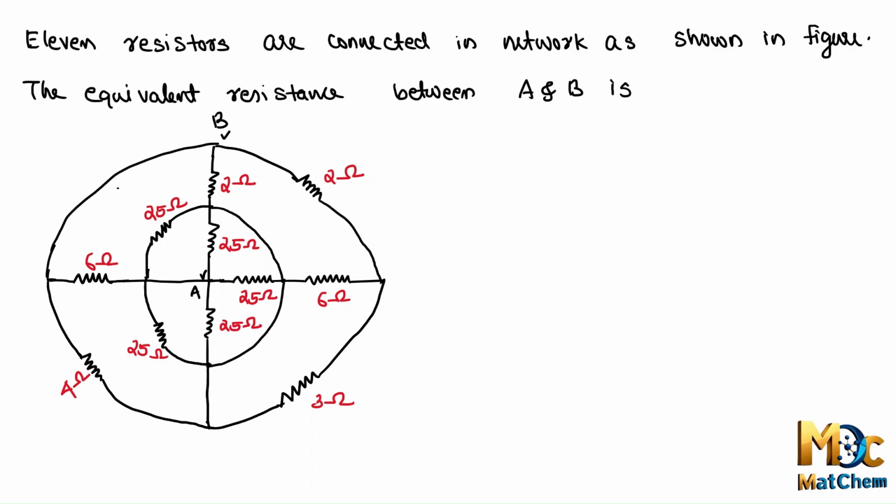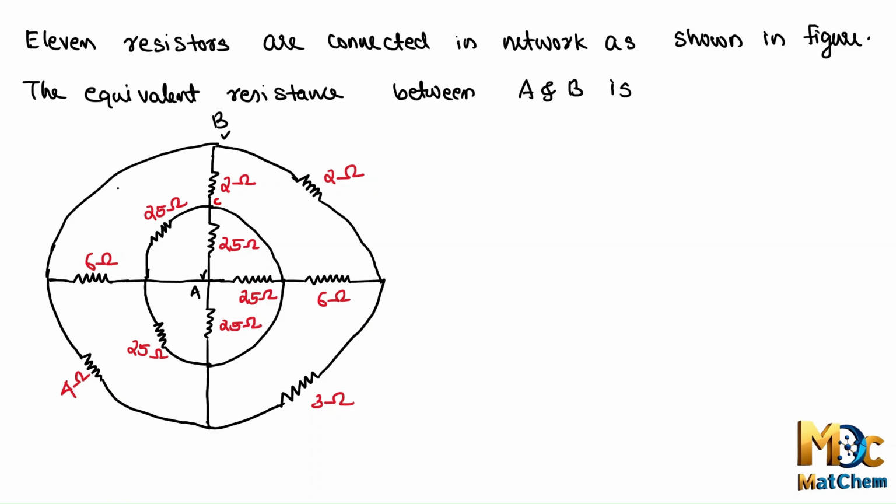That means from the point A to this particular point, there is a 25 ohm resistance. That means a potential difference can be generated between A and B. So you can mark this particular point as C.